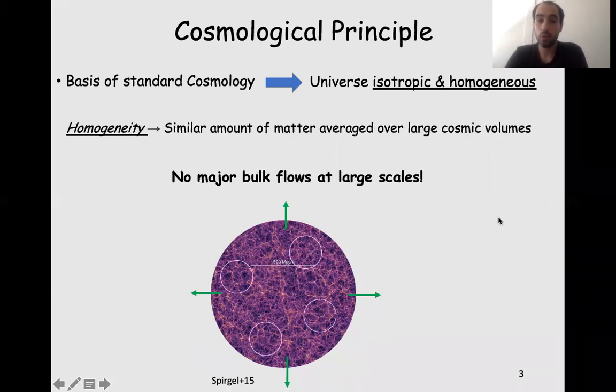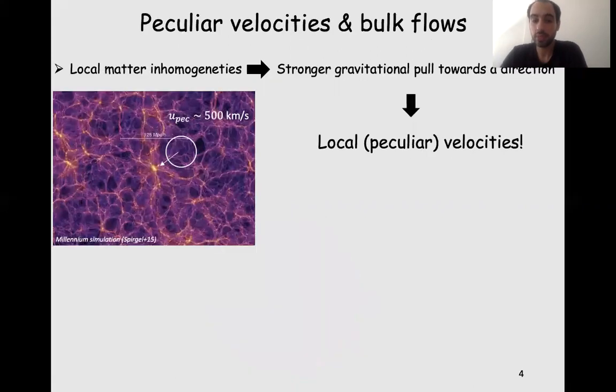On the other hand, homogeneity means that the universe must hold similar amounts of matter averaged over large cosmic volumes, and this uniformity of the matter distribution means practically that no major bulk flows should take place at large scales. A few words about what bulk flows are.